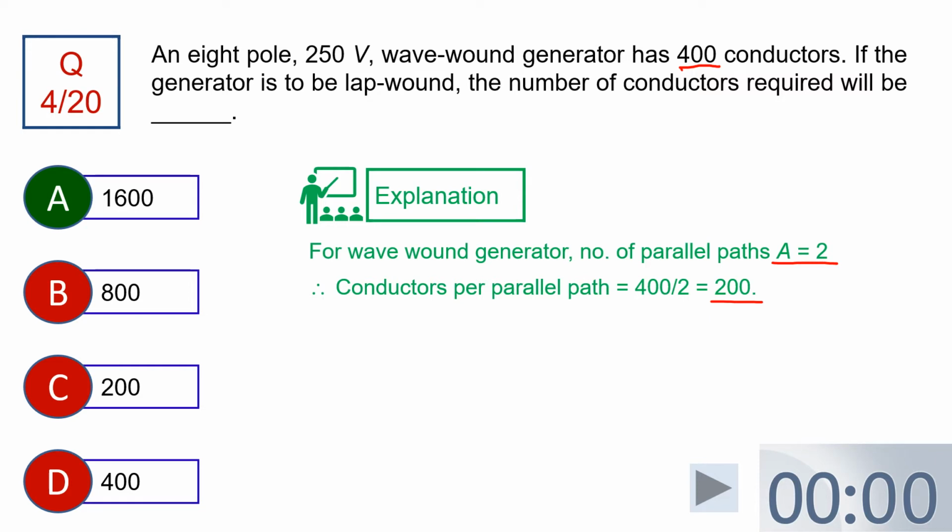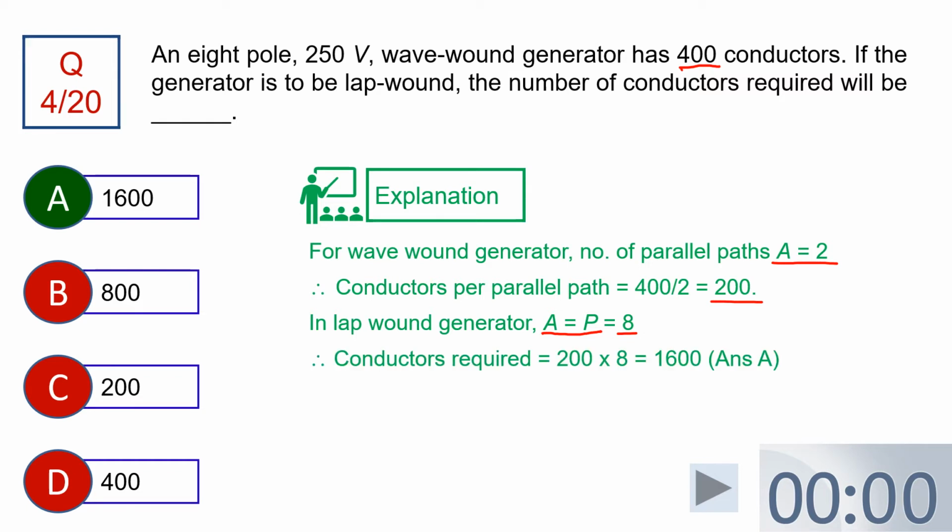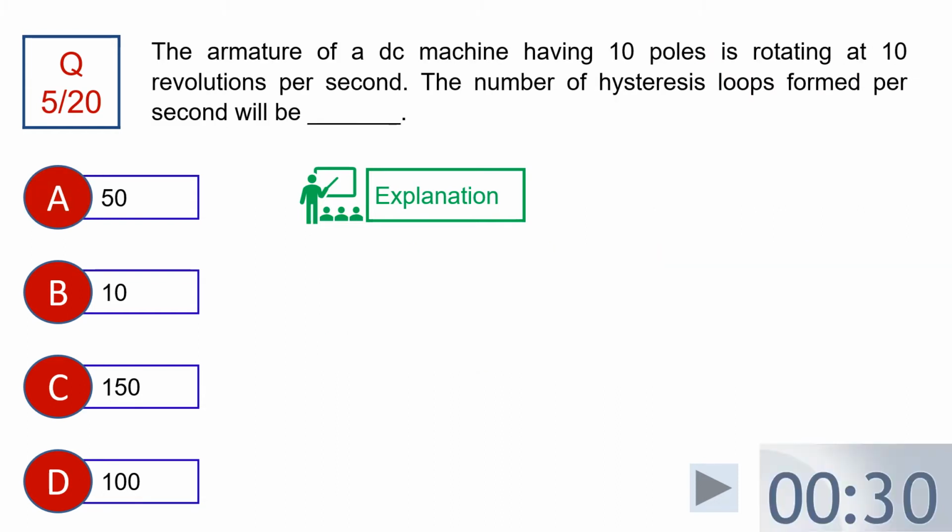Now if the generator is lap wound, in that case the number of parallel paths A is equal to P, and here P is given as 8. So there are 8 paths and in each path there are 200 conductors, and therefore total number of conductors required for lap wound generator, it will be 200 into 8, that is 1600, and therefore option A is the correct answer. Question 5.